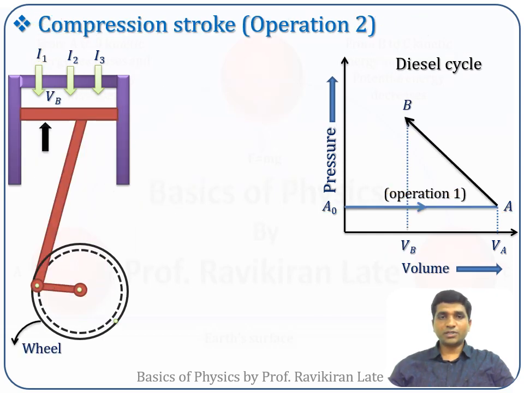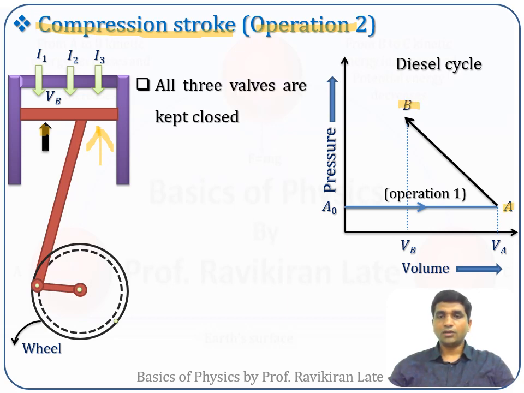Now the second operation is called the compression stroke, which is operation number 2. In this case, the piston moves in the vertically upward direction. The piston moves in the upward direction, and the volume of the air decreases from point A to point B. The volume of the air which is taken in the first operation is decreased. That is why it is called compression.